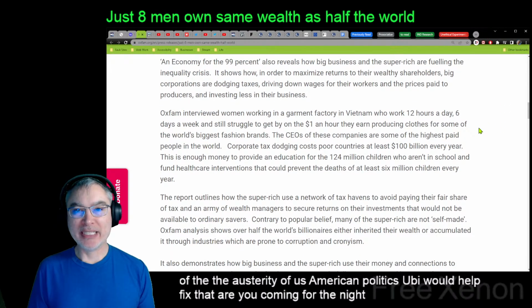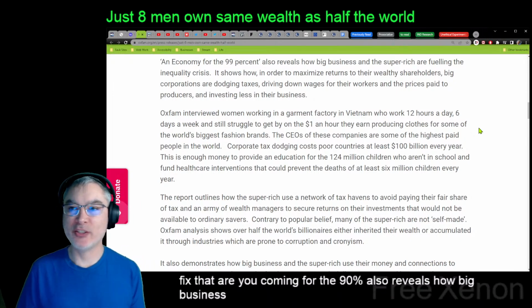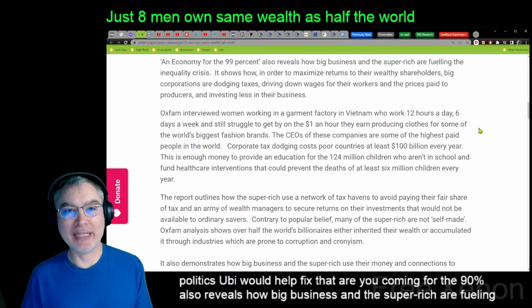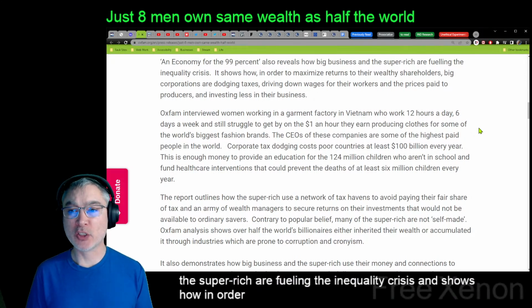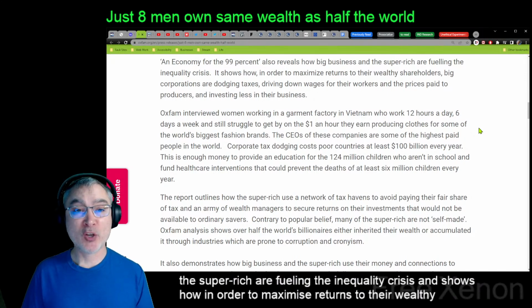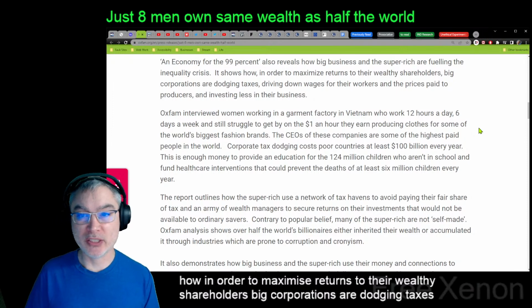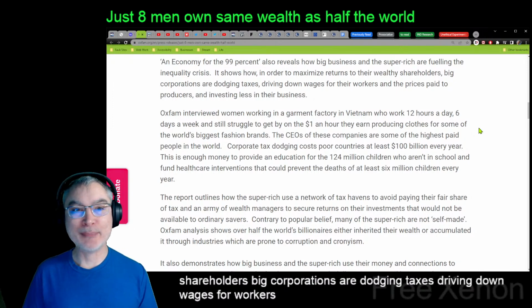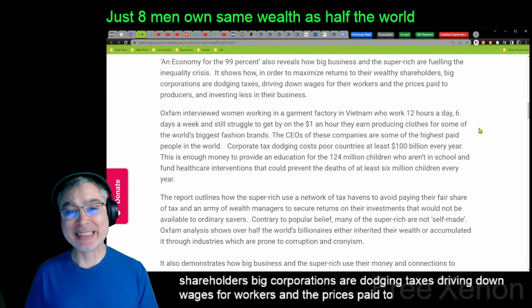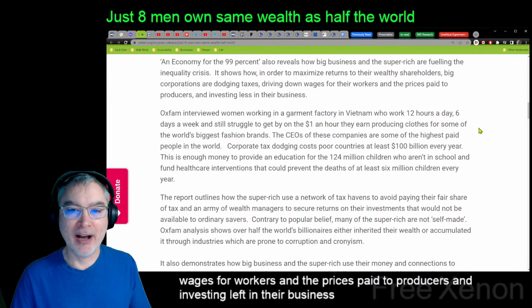An economy for the 99% also reveals how big business and the super rich are fueling the inequality crisis. It shows how, in order to maximize returns to their wealthy shareholders, big corporations are dodging taxes, driving down wages for their workers, and the prices paid to producers, and investing less in their business.